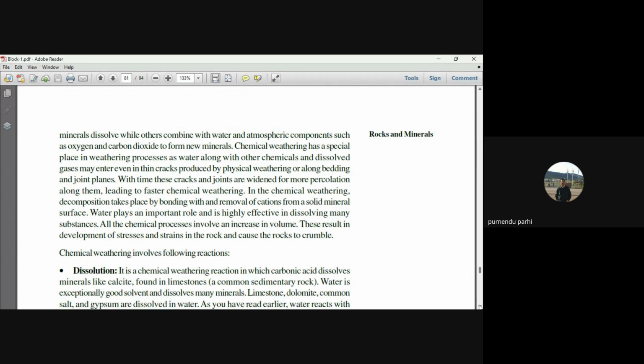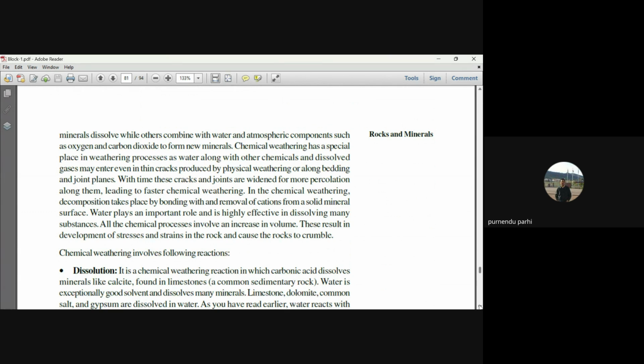Chemical weathering has a special place in the weathering process, as water along with other chemicals and dissolved gases may enter even thin cracks produced by physical weathering or along bedding and joint planes. With time, these cracks and joints are widened and more percolation occurs along them, leading to faster chemical weathering. In chemical weathering, decomposition takes place by bonding with the removal of cations from the solid mineral surfaces. Water plays an important role and is highly effective in dissolving many substances.